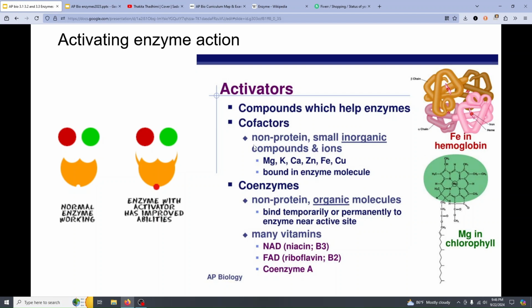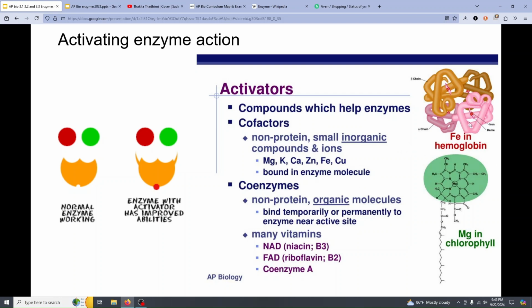Okay, so you should be able to differentiate between inhibitors and activators, and the name says it all. And then you have to differentiate between cofactors and coenzymes. Coenzymes, organic; cofactors, small inorganic.